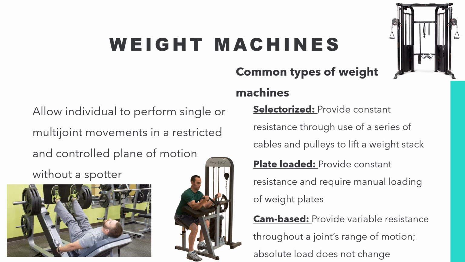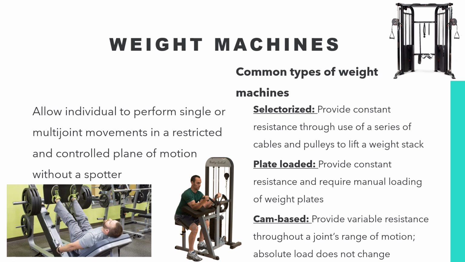And cam-based machines offer a form of variable resistance that increases or decreases load resistance based on the strength curve. However, absolute load does not change throughout the range of motion. These machines are based on joint kinetics and forces associated with a particular joint or joints used within the movement.